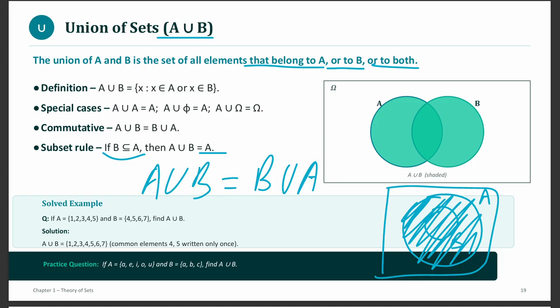Now let us solve this example. If A is equal to {1, 2, 3, 4, 5} and B is equal to {4, 5, 6, 7}, find A union B. We have to write all the elements which belong in A and B or in both. So let us form a set. A union B is {1, 2, 3, 4, 5, 6, 7}. This is going to be your A union B. Try this question and let me know.